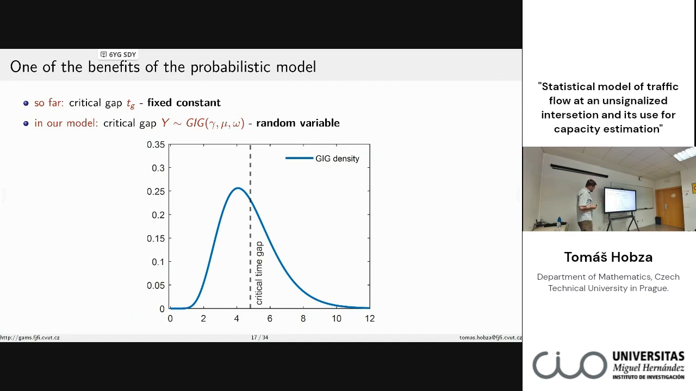Okay, so one of the benefits of the proposed model is that so far the critical gap was considered to be a fixed constant. And now we do not take it as constant, but we suppose it is a random variable with some distribution. So here is an illustration on the first data set. The blue line is the estimated density of the critical gap. And this critical gap here is the theoretical value which is used by the methodology of the Ministry of Transportation nowadays. So we can see the difference: this one number, which says that each driver has the same value, was substituted by this density function.